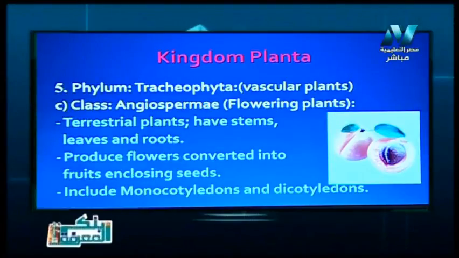The last class is Angiosperms or Angiospermi, and these are the flowering plants. Also, they are terrestrial plants, living on land, and they have true stem, true leaves, and true roots. They reproduce by flowers, so they are the most developed group of plants. The flowers contain male and female organs. Some of these flowers are hermaphrodite or bisexual, and others are unisexual.